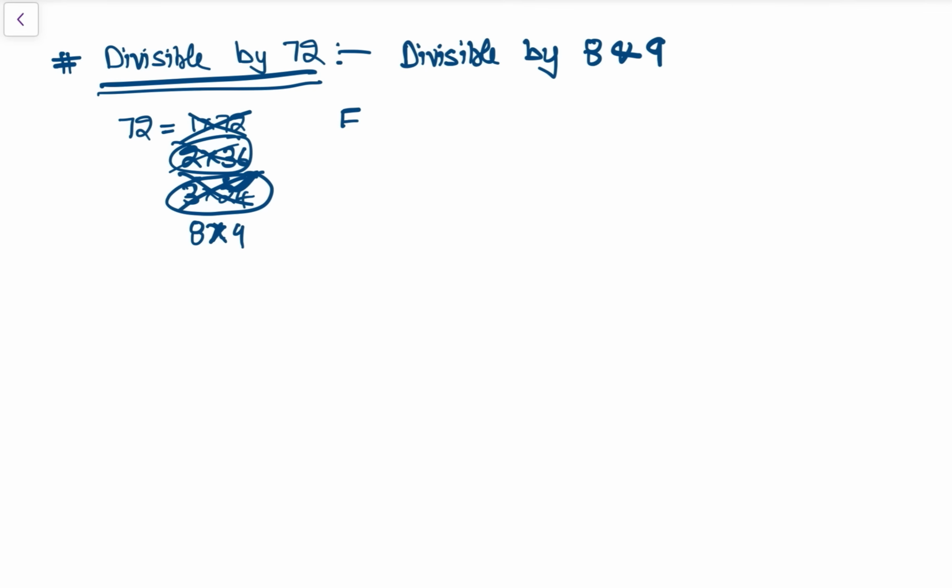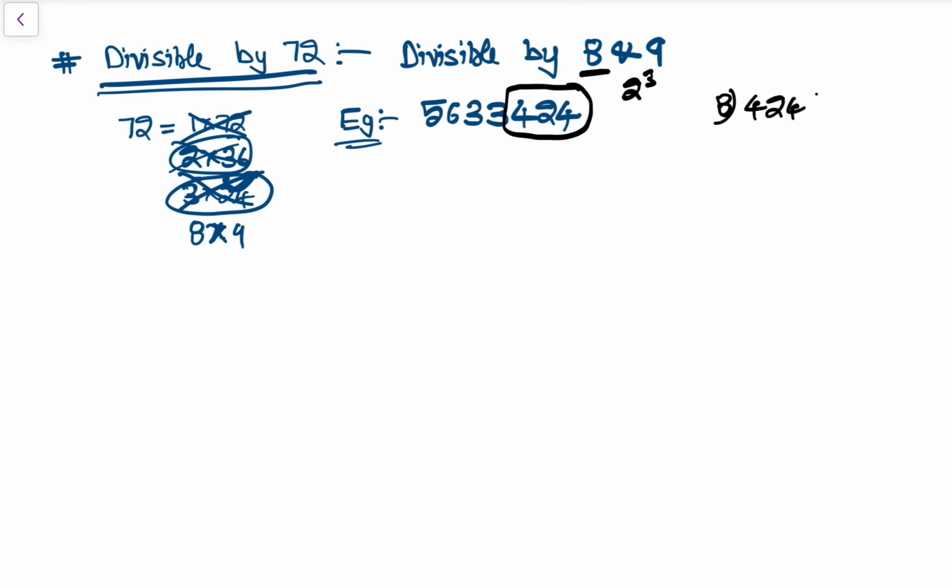So example, say 5633424. Whether it is divisible by 72 or not, how to check it? First, the divisibility rule of 8. The divisibility rule of 8 is what? 8 is 2 to the power 3, so check whether the last 3 digits are divisible by 8 or not. So 424. 8 5s are 40 and 8 3s are 24. So remainder 0. Divisible by 8.